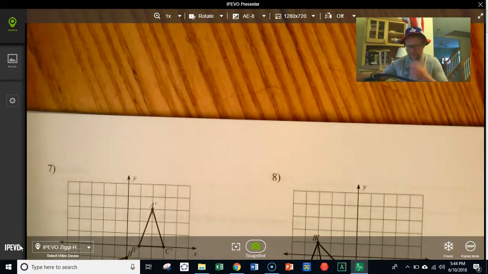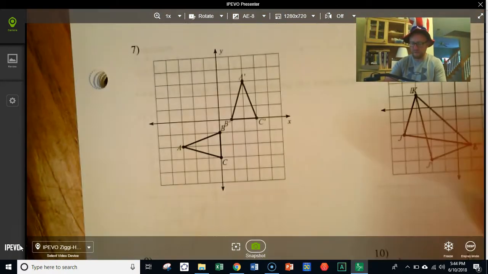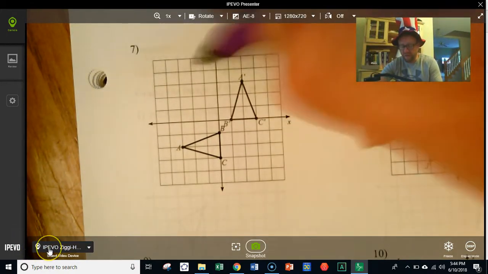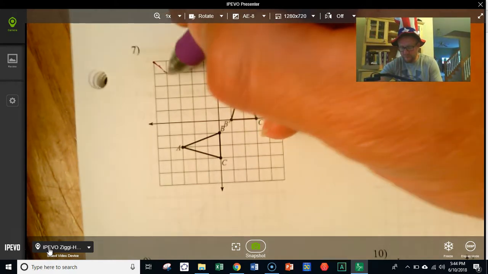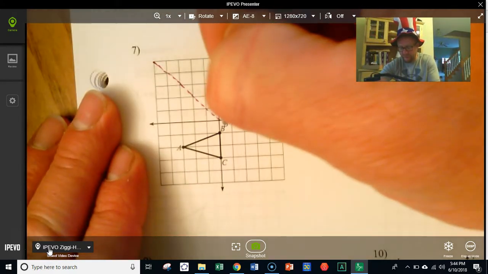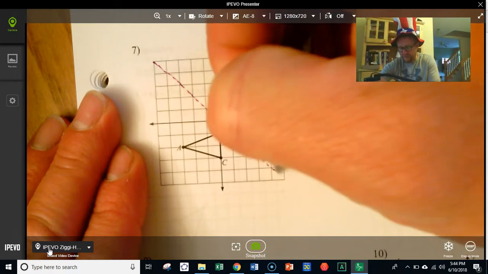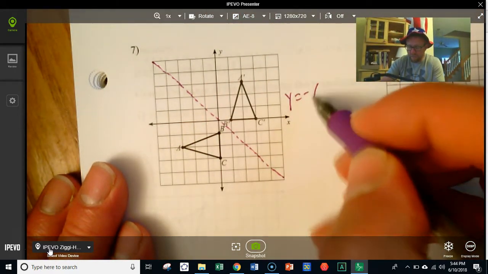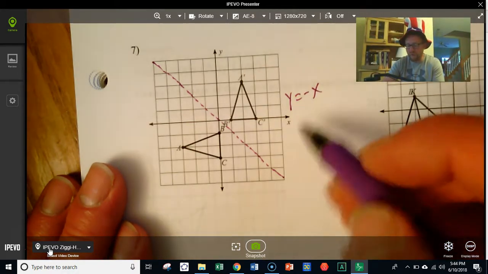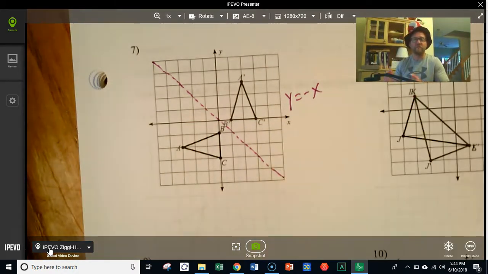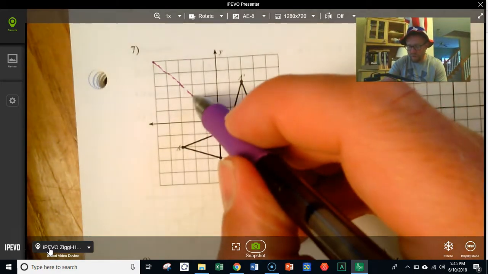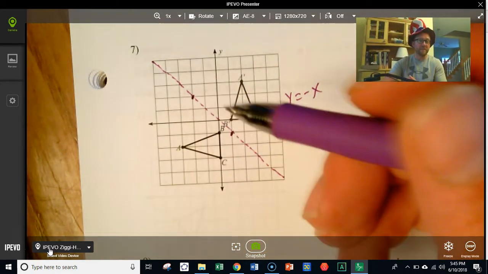Let's see what else we got. Here, this is a new thing. Alright, this is again a diagonal reflection, but this time it's over a diagonal line going in the other direction. This is y equals negative x. So at every point on this line, the x and y coordinates are each other's opposite. So for example, 1, negative 1, or negative 2, positive 2. Okay?